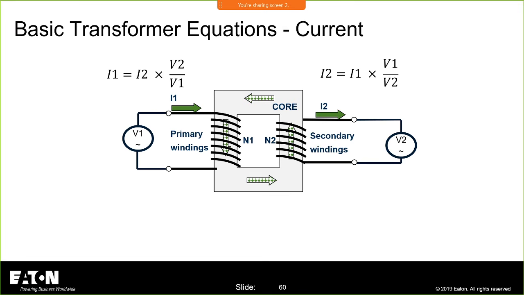And I always use the line to line. If you use line to neutral, it would work out. Just make sure you're using the exact same numbers when you do that.